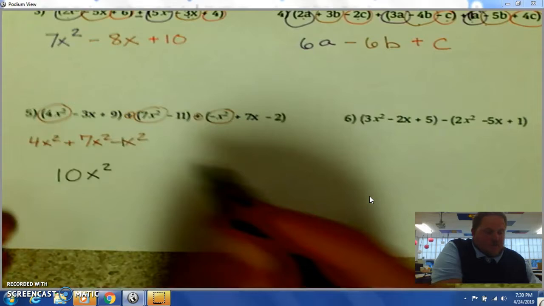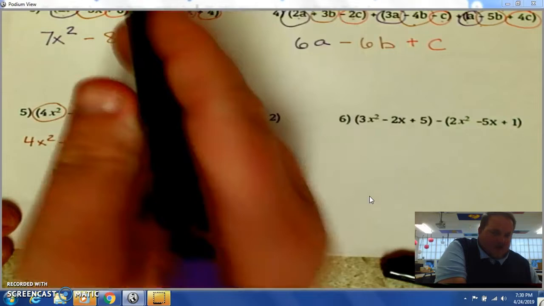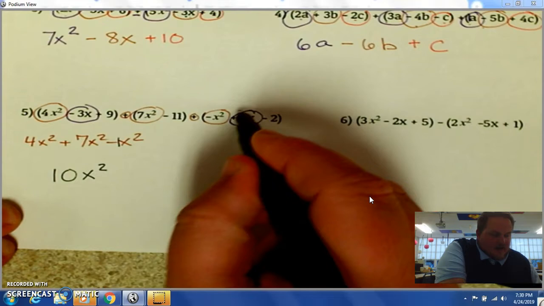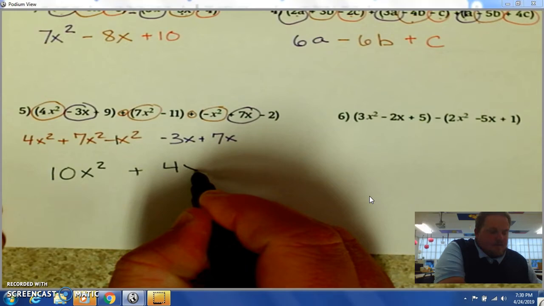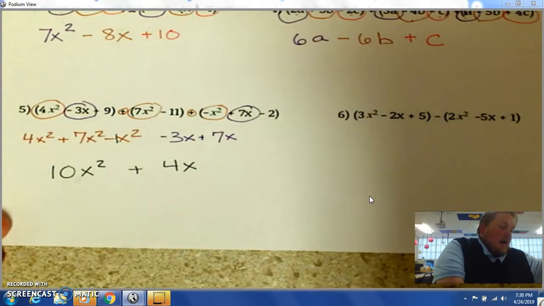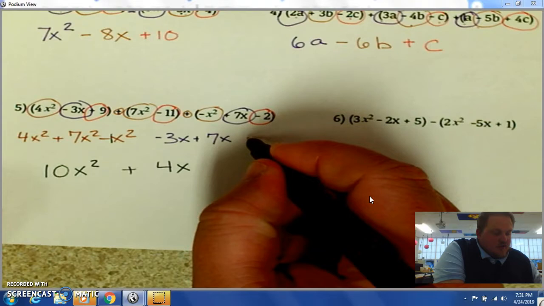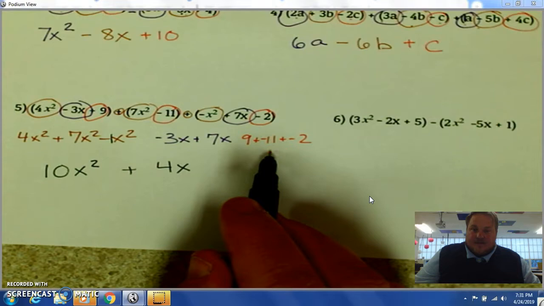Okay. Oh, I should have started with purple first. I'm breaking my pattern. Minus 3. That doesn't have an x, but that does. So minus 3x plus 7x. Negative 3 plus 7 is a positive 4x. And then we have, is that a positive 9? Yeah. Positive 9 plus negative 11 plus negative 2. So 9 plus negative 11 is negative 2 plus negative 2 is negative 4. Okay.